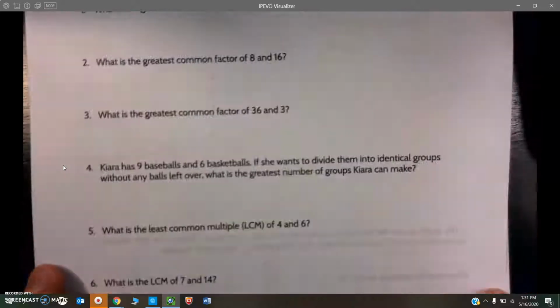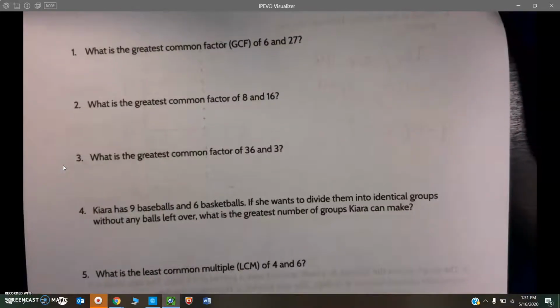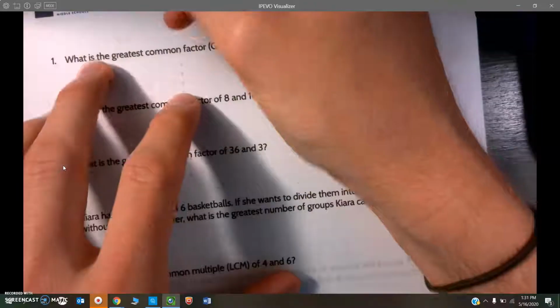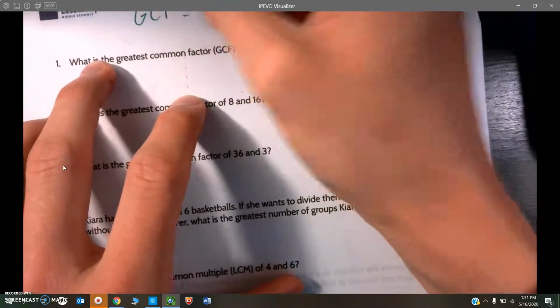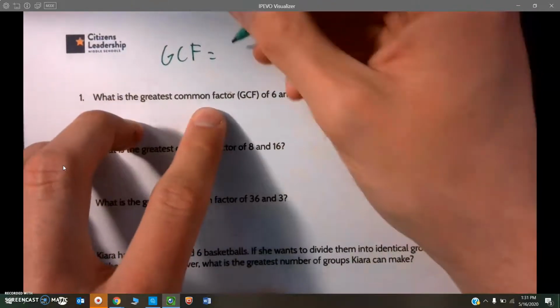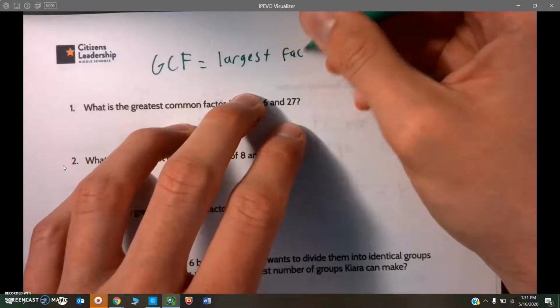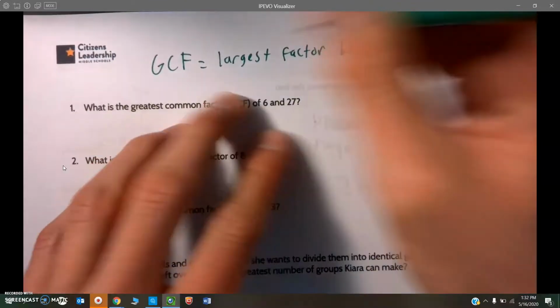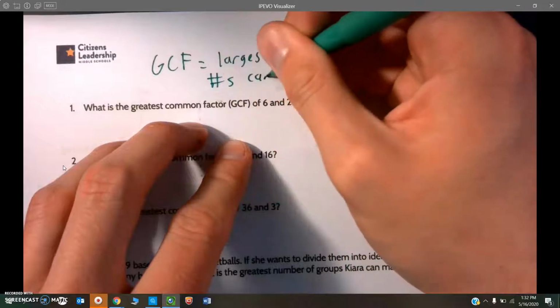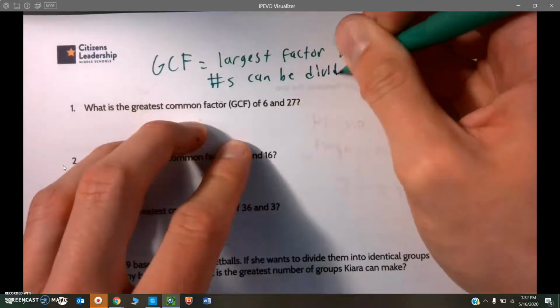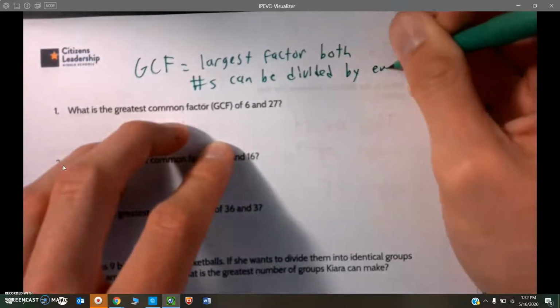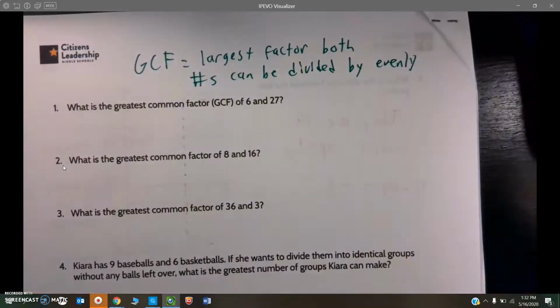All right, and our final page. So first we were talking about the GCF. So I'm just going to define these terms real quick. So the GCF is the largest factor both numbers can be divided by evenly. So the largest number that both can be divided by without making a decimal or a fraction. That would make a whole number.